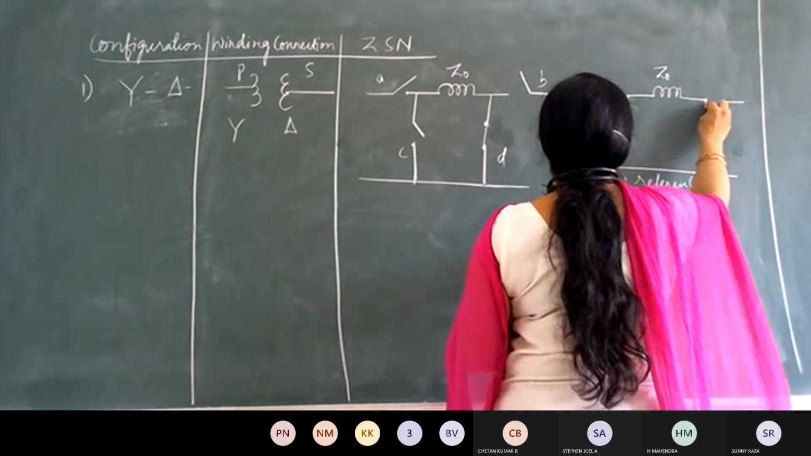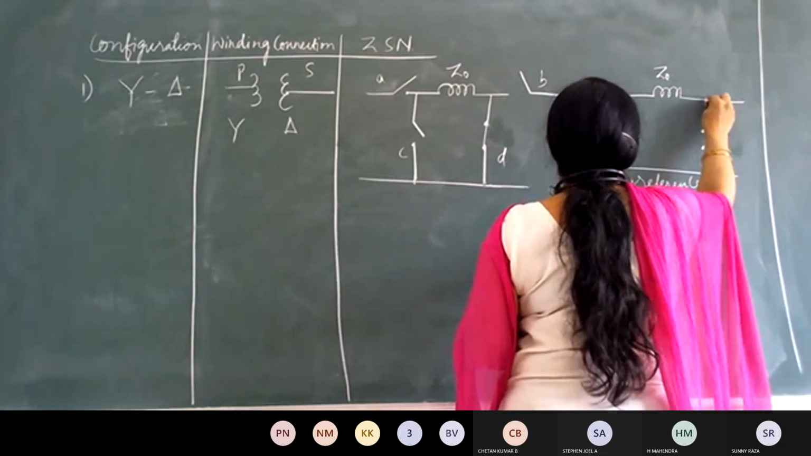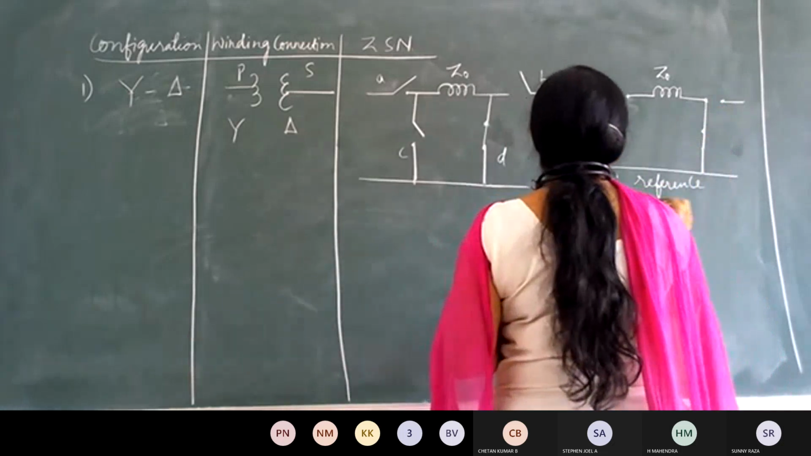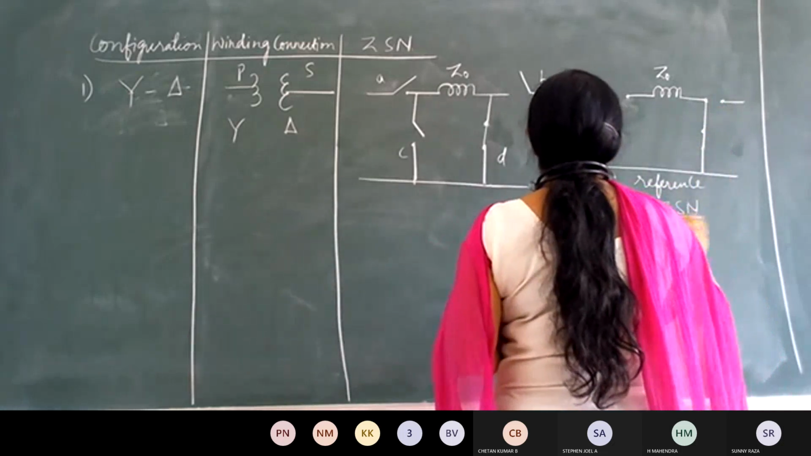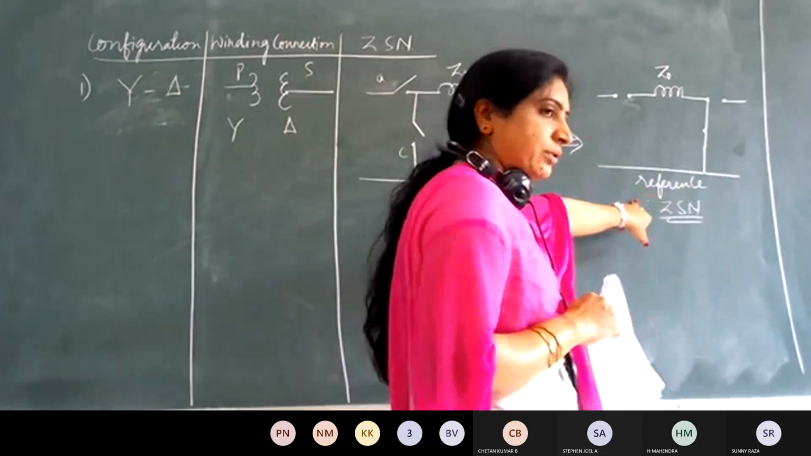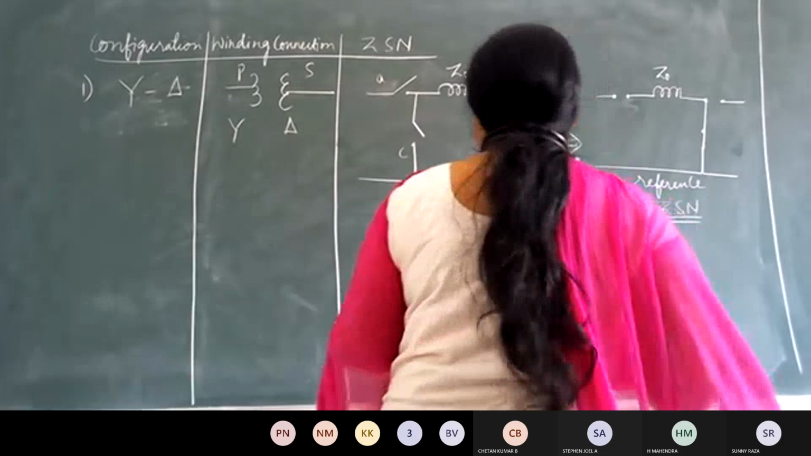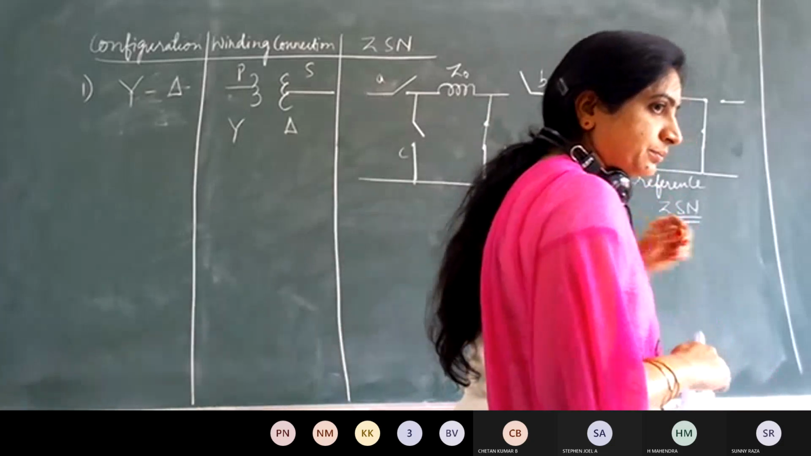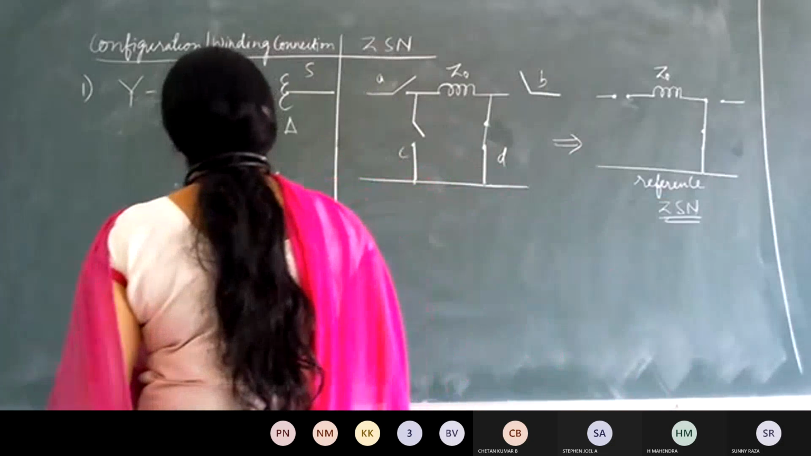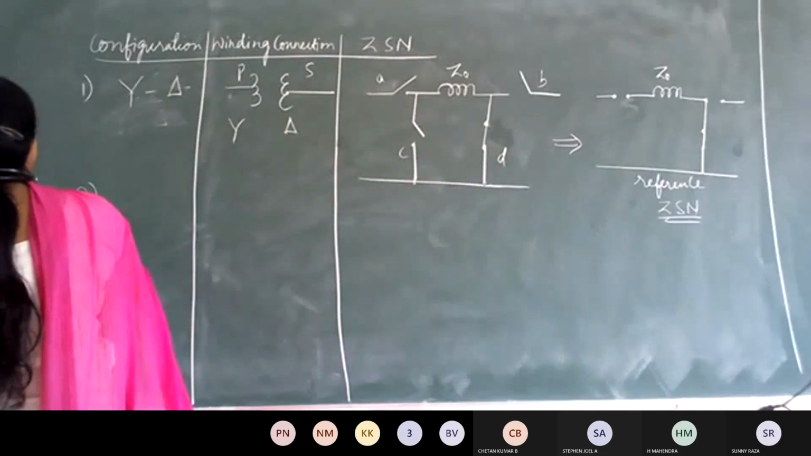Which switch is closed there? D switch is closed, so represent it by a short circuit. So this is the final zero sequence network for the given configuration. Like that, let us try to write the final zero sequence network for various configurations. So that was for the star delta. Now, let us learn the other configurations.